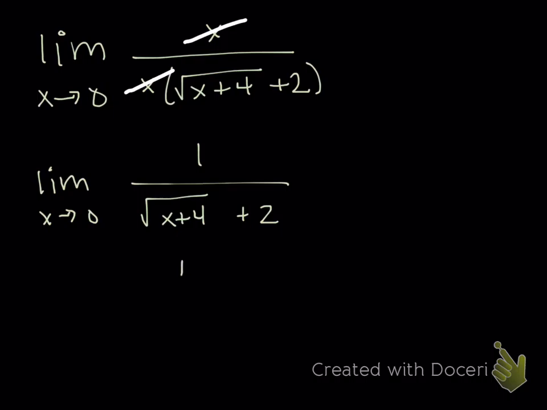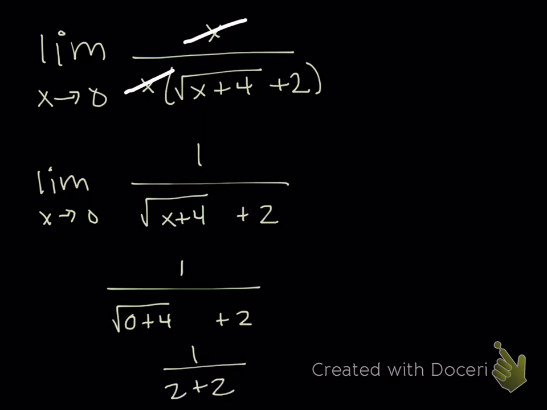So I have 1 over the square root of 0 plus 4 plus 2. So I would have the square root of 4, which is 2, plus 2. So the limit is approaching 1 over 4. And that is the final answer for that problem. So like I said, this one is a little bit more involved. This is probably the most difficult one you would see in this section. And again, we're going to do a lot of practice on these types of problems tomorrow.